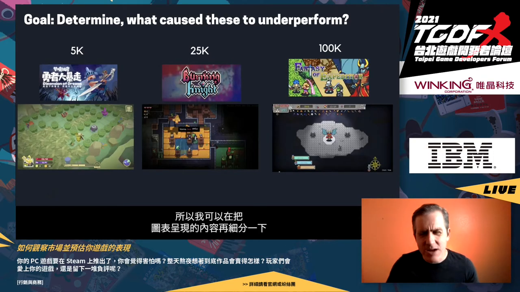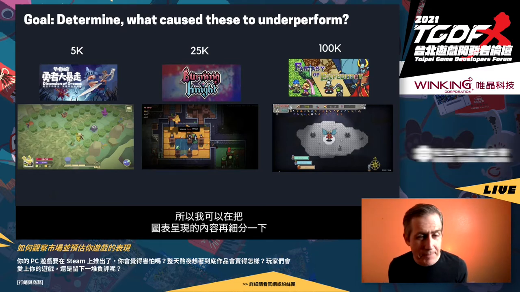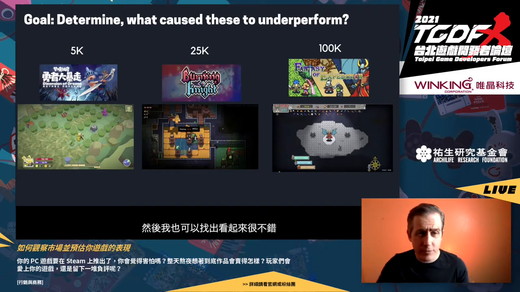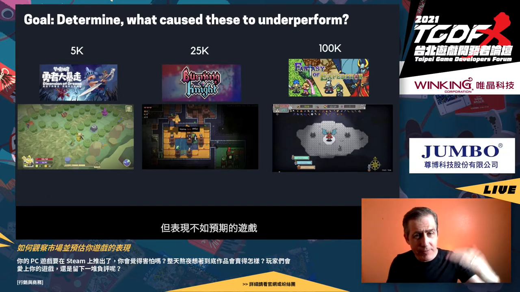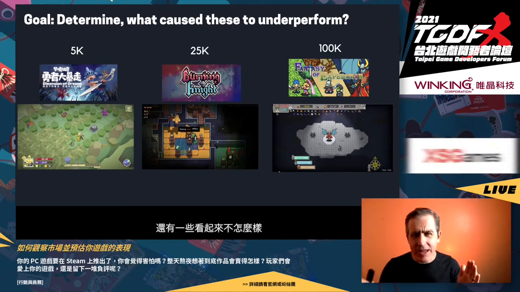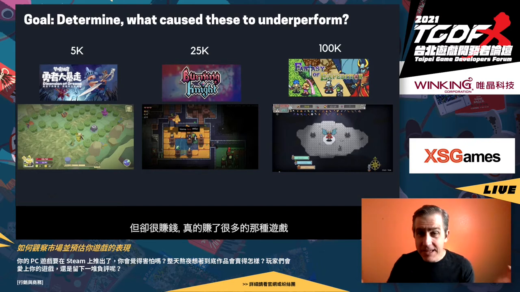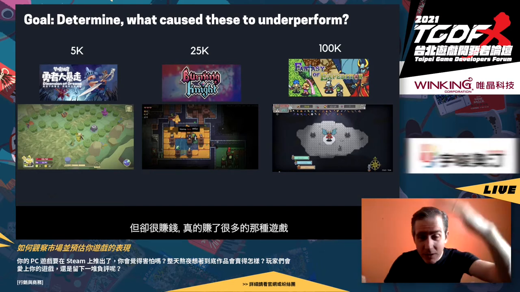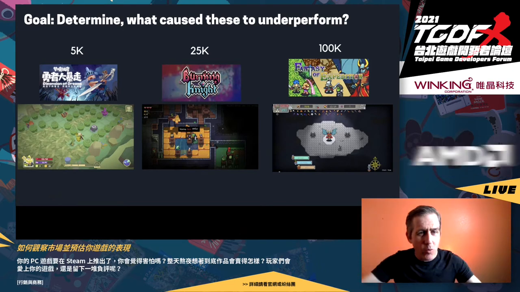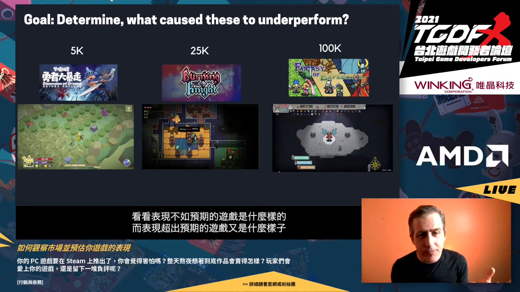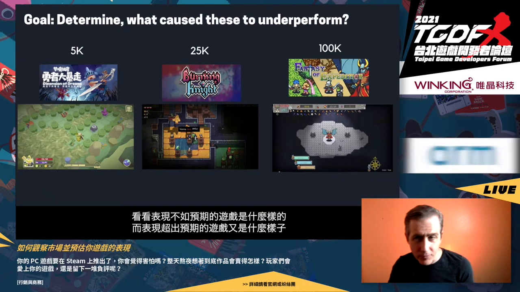So I can break down what these charts are telling me, right? And then I can also look for games that look really good, but maybe underperformed what they should have. And then games that don't look great, but they earned a lot of money. They really earned a lot. What you're trying to do is sense the market. What does a game that underperforms look like? And what does a game that overperforms look like?